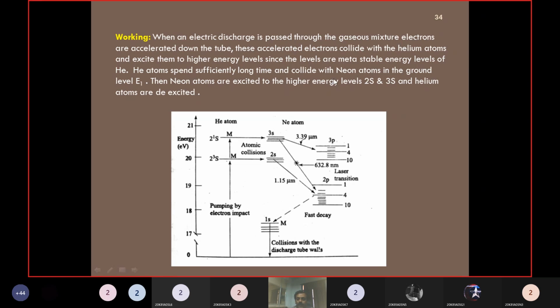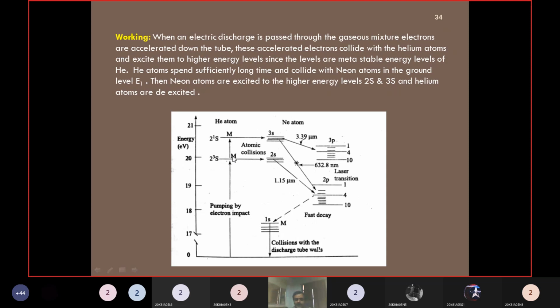Okay, so whenever we apply the electric discharge here, electrons move very fast, that means electrons are accelerated. These accelerated electrons collide with the helium atoms. That's why these helium atoms go to higher energy levels. See here, because of the acceleration of the electrons, ground state helium atoms go to the excited state. Those energy levels are given here: 2¹S and 2³S. These are the spin energy levels.